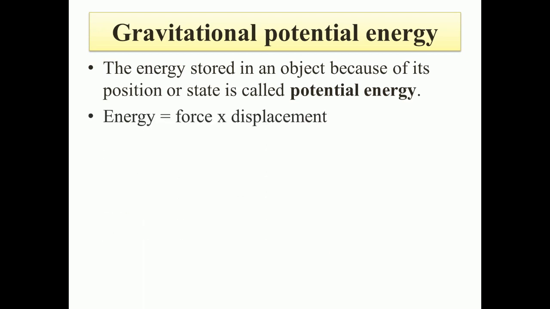Basically, potential energy can be defined as force into displacement, and we have already learned that potential energy is given by m into g into h. M is the mass, g is the acceleration due to gravity, and h is the change of height.